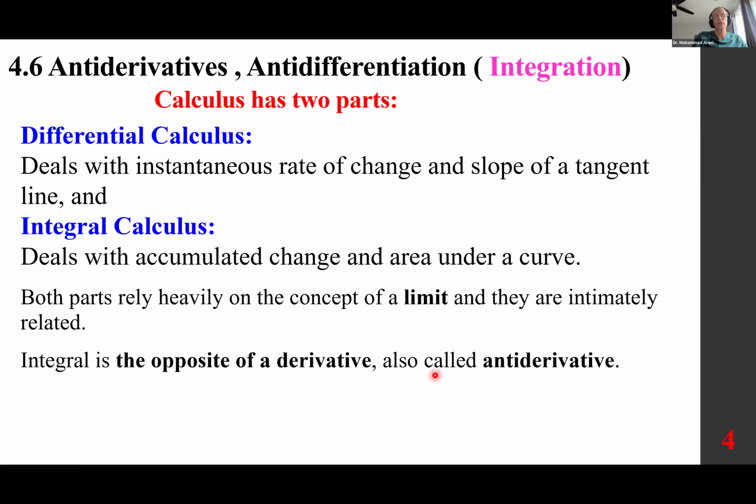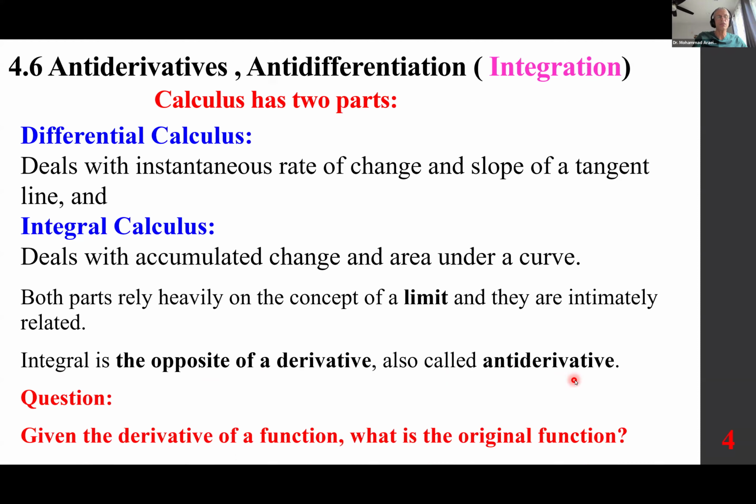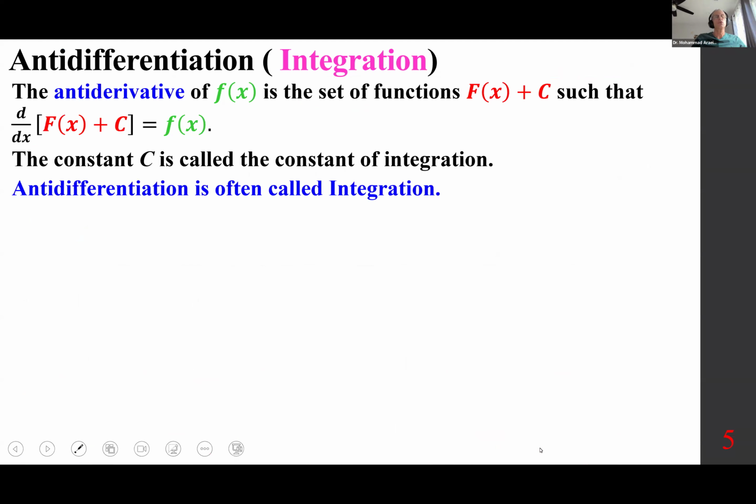Integral is the opposite of a derivative, also called antiderivative. The question is, given the derivative of a function, what is the original function? That is the process known as antidifferentiation or integration. The antiderivative of lowercase f of x is the set of functions capital F of x plus c, such that the derivative of capital F of x plus c is lowercase f of x. The constant c is called the constant of integration. Antidifferentiation is often called integration.